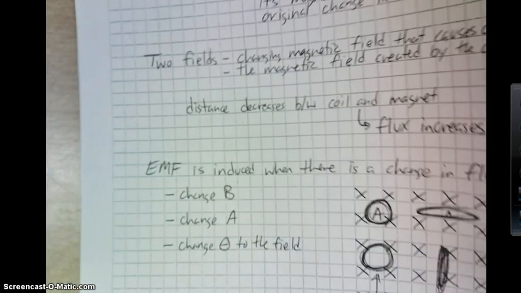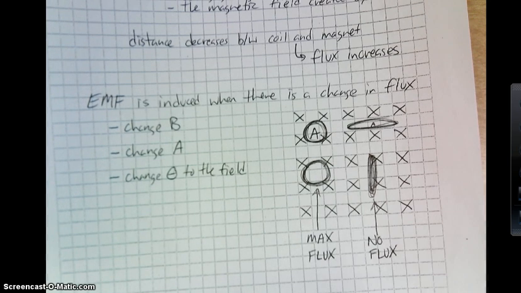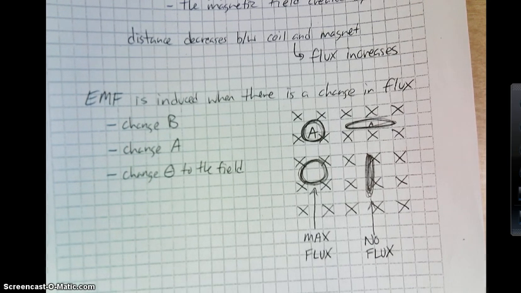Now, I've got a little summary here. It says EMF is induced when there is a change in flux. So how exactly do you change the flux? Well, we could increase the magnetic field. Use a bigger magnet, something along those lines. We could change the area.